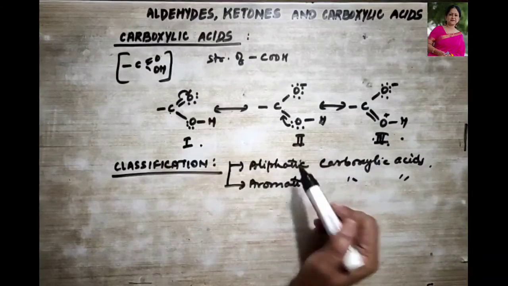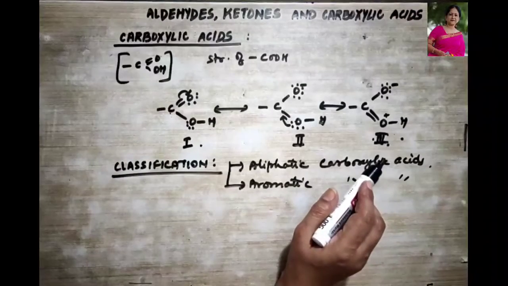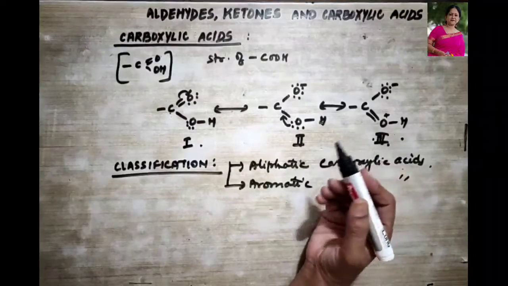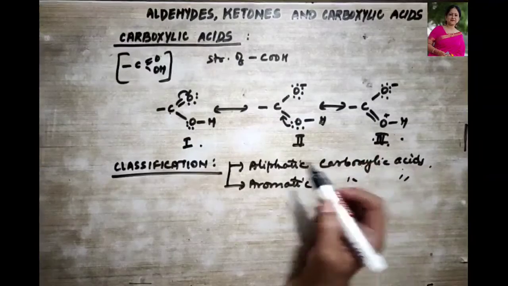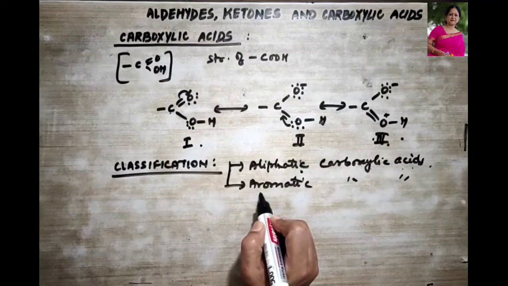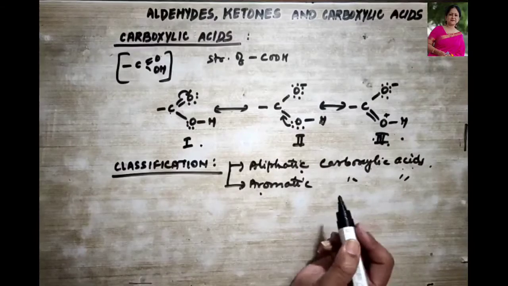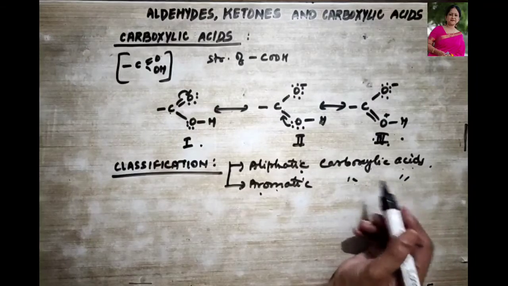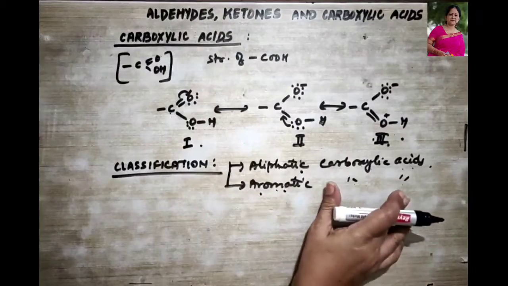When an alkyl group or maybe a hydrogen atom is attached to the carboxylic group, then it is termed as an aliphatic carboxylic acid. For example, acetic acid, CH3COOH, or even formic acid, are all aliphatic carboxylic acids. Now coming to aromatic carboxylic acids, when an aryl group is attached to the carboxylic group, then it is termed as an aromatic carboxylic acid, right? For example, benzoic acid is an aromatic carboxylic acid.